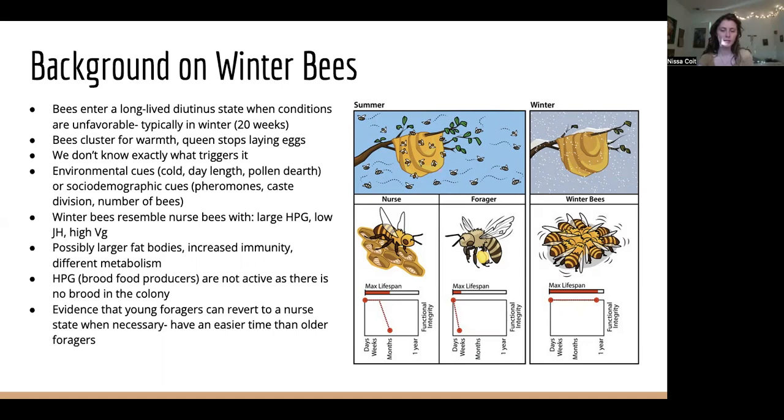And there's also evidence that in normal summer bee populations, young forager bees are able to revert back to a nurse bee state when the nurse bees have been removed. There was one study where they removed all the nurse bees and the young foragers were able to develop their hypopharyngeal glands again and start nursing the brood. So there's evidence that they're able to revert this way. And I was wondering if that kind of reversion could also happen with the winter bee state. So if older foraging bees could revert back to winter bees, or if only nurse bees were proceeding into the winter.